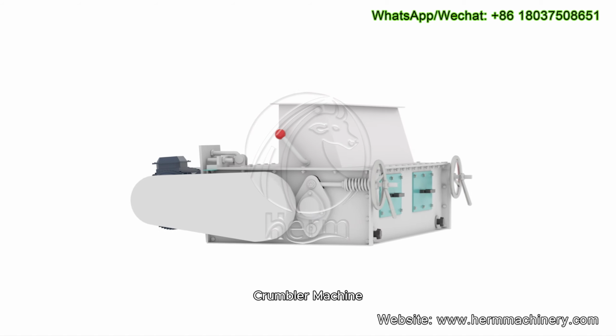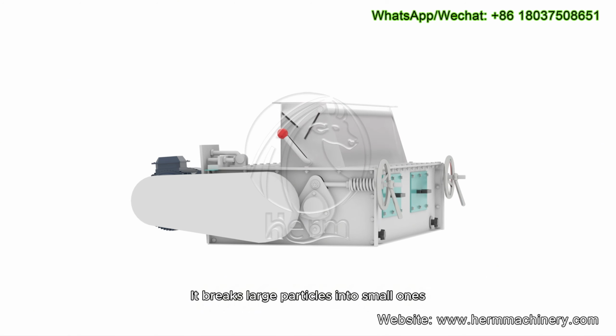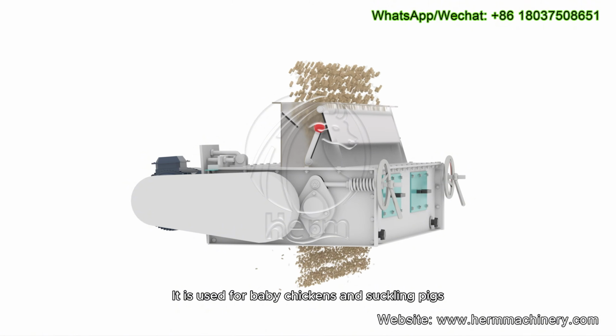Crumbler machine. It breaks large particles into small ones. It is used for baby chickens and suckling pigs.